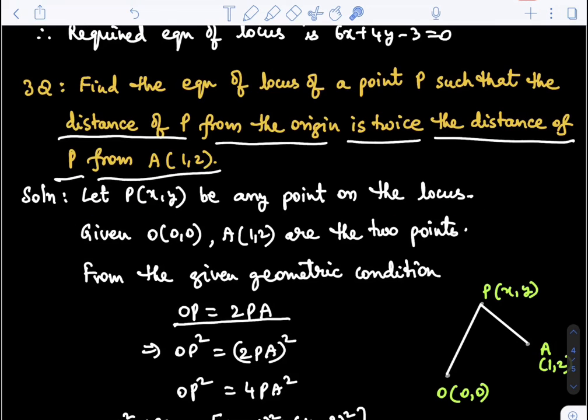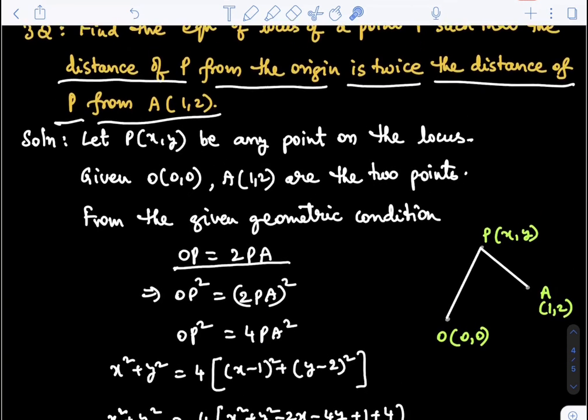What is the first step? Let P(x, y) be any point on the locus. Next, the word origin is seen here, so O, and the other point is taken as A(1, 2). The condition is the distance of P from the origin, that is OP, is equal to twice, means 2 times, the distance of P from A, that is PA. So OP is equal to 2PA. In the diagram, this is O, this is A, and this is P. OP is twice PA, meaning this distance is double this distance. This is the condition. So we square both sides.